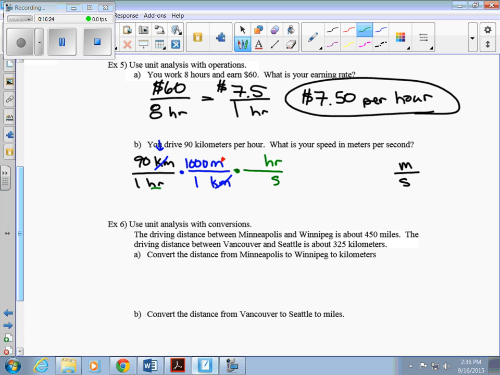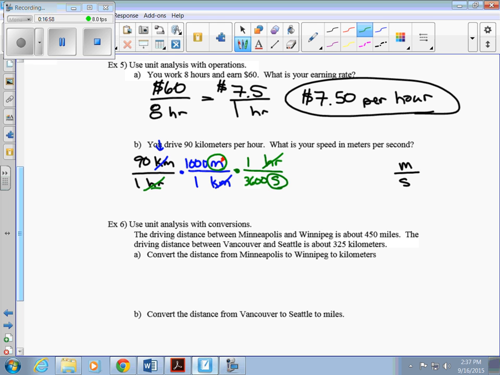Okay. Well, which one's bigger, an hour or a second? And obviously that is 1 hour. All right, so how many seconds are in 1 hour? That's what we have to calculate. Well, we know that there are 60 minutes in an hour and there's 60 seconds in a minute. So that's going to be 60 times 60, which is 3,600. And now my hours cancel out and I end up with meters and seconds. That's exactly what we want.